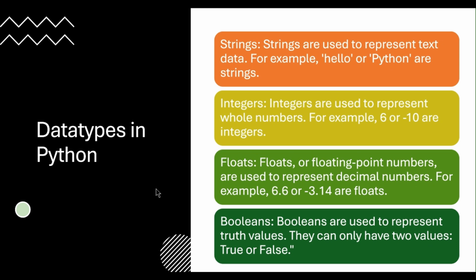Strings are used to represent text data. For example, hello or Python are strings. Integers are used to represent whole numbers. For example, 6 or minus 10 are integers. Floats or floating point numbers are used to represent decimal numbers. For example, 6.6 or minus 3.14. Booleans are used to represent truth values. They can only have two values, true or false.